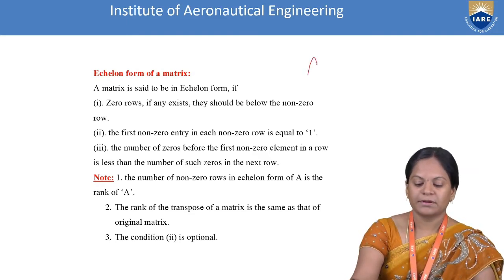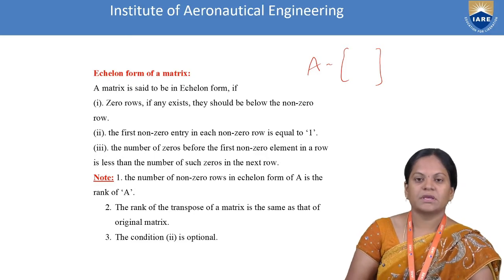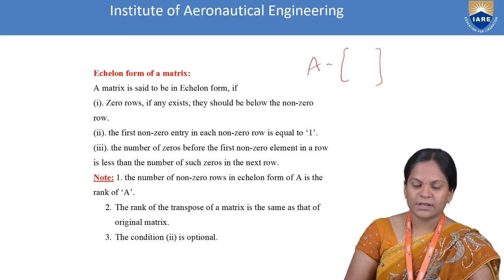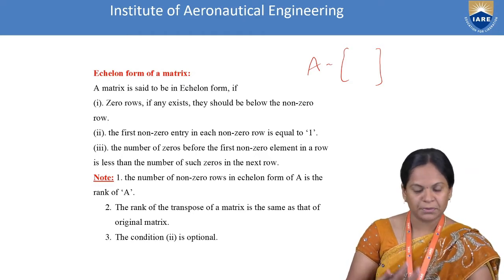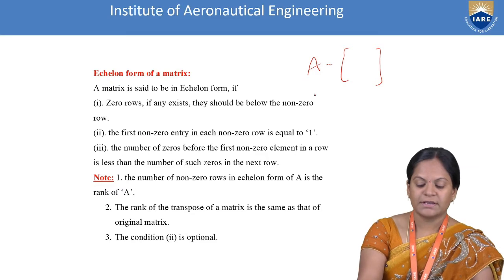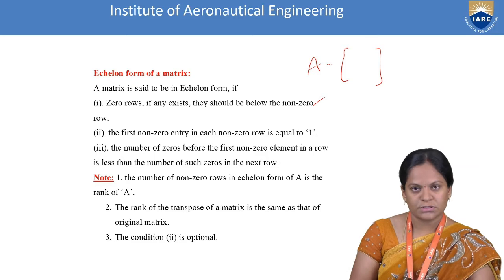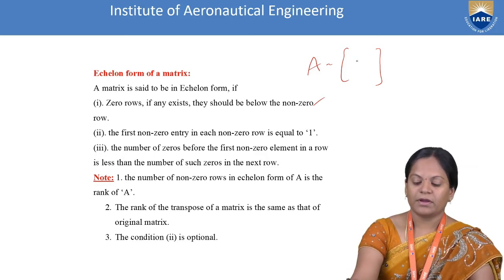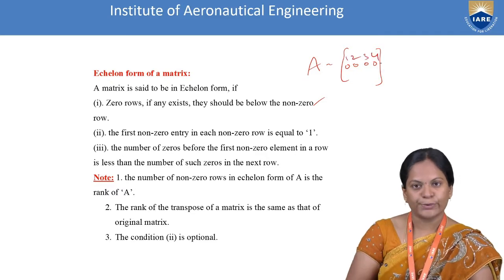Given a matrix A, which is any matrix, either a square matrix or a rectangular matrix, we can find the rank by using Echelon form. So what are the steps, and how can we change the matrix A into Echelon form? Here we have some conditions. The first condition is that zero rows, if any, should be below the non-zero rows. A zero row is a row in which all the elements are zero. If any zero row is there in the matrix, it should come after the non-zero rows.